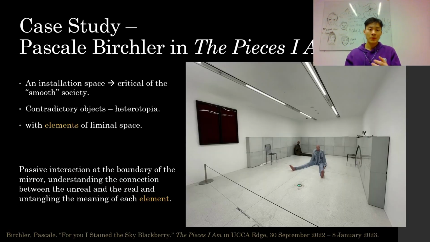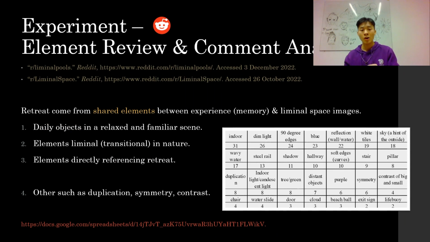And the last project was Pascal Bashir's project in the UCCA Edge, which I fortunately had the opportunity to experience. It is an installation liminal space, where I figured that the interaction was rather passive, and I was just put at the boundary between the 2 spaces, the created space and the real world. And at that boundary point, I get to understand the connection between the 2 worlds. And I am proactively untangling the meaning of each element within the created space, which are rather contradictory and are just juxtaposed together in the space. So all these 4 projects engage with elements, and liminal spaces are all about elements.